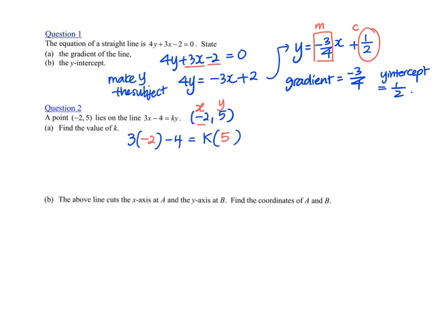So 3 times negative 2 is negative 6. Negative 6 minus 4, that gives me negative 10. Negative 10 is equals to 5k. Alright, then if that's the case, what is the value for k? k will be equals to negative 2. So this will be the equation. Now, the moment I know k is equals to negative 2, the equation now becomes 3x minus 4 equals to negative 2y. Okay, so now we replace the value k with the number -2.